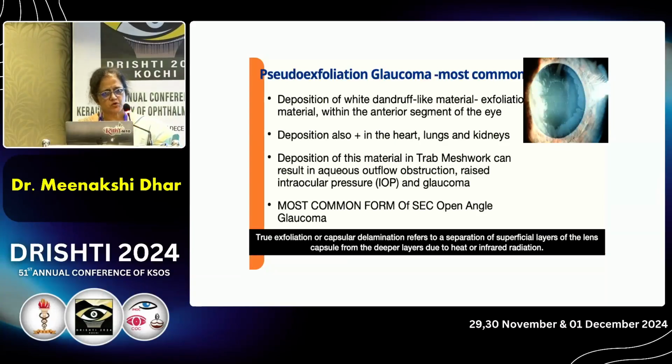Pseudoexfoliation glaucoma is the most common. Here there is a deposition of white dandruff-like exfoliative material within different parts of the anterior segment of the eye. The deposition may also occur in different parts of the body. This deposition occurs in the trabecular meshwork, and it results in aqueous outflow obstruction and raises the IOP. It should be differentiated from true exfoliation, where it is actually the anterior capsule which forms the material, and that happens in glass blowers, or with exposure to heat or irradiation.